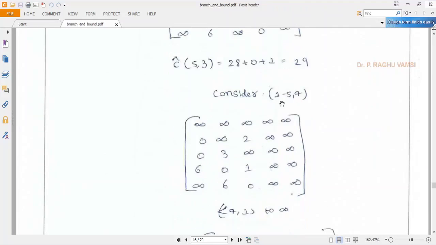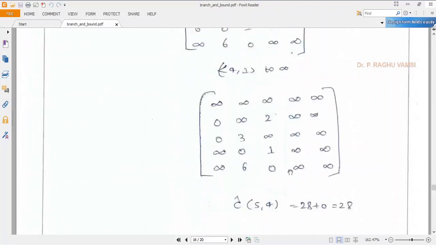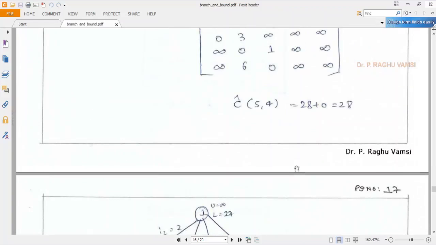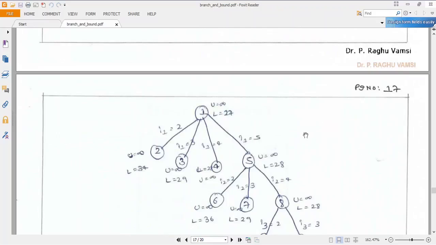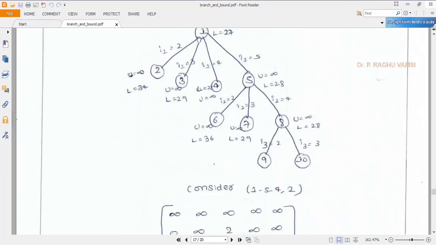Now consider the path from 1 to 5, from 5 to 4. So the first row should be infinity, the fifth column must be infinity, and the fourth column must be infinity. Reduce the row and column, and we will get the cost as 28 plus 0 is equal to 28. So whenever we traverse from 1 to 5 and then 5 to 2, 5 to 3, 5 to 4, the lower bounds that we obtained are 36, 29 and 28 respectively. Among these three lower bounds, 28 is the lowest value. So we need to traverse in the direction of 1 to 5 and 5 to 4.